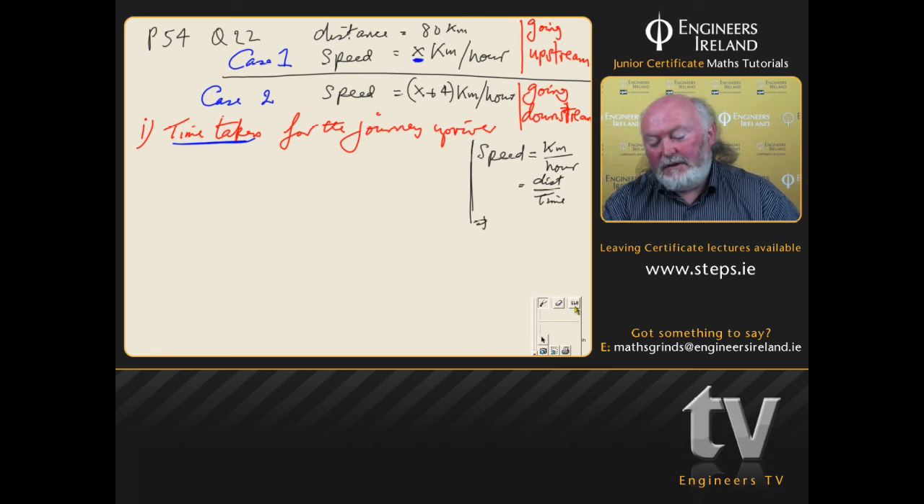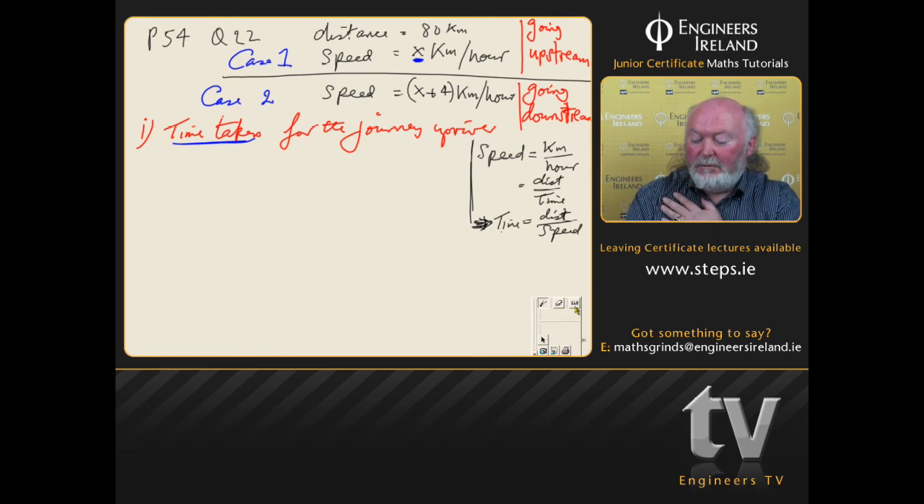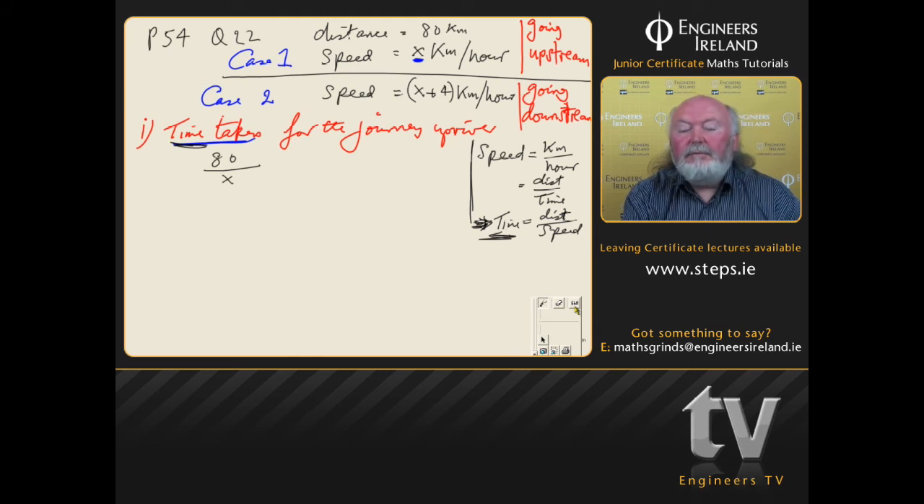And we know from the previous example that we covered that we can manipulate this equation and say time equals distance over speed. So now we're in a position to set up the equation. We have it in terms of time here because we were asked for time here. So what was the time taken for the journey up the river? The distance was 80 and the speed was x. Notice that we're looking at kilometers per hour. So we're dealing with time here. This is hours.